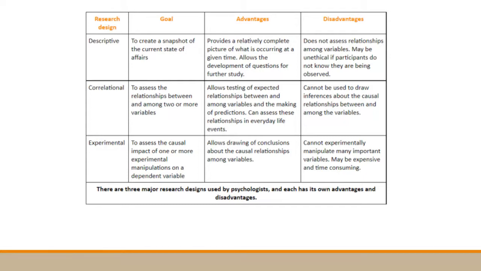So if you wanted to look at relationships between two things, X and Y, then maybe you need to use a correlational design. You can work out what is the relationship between number of hours of sleep and psychology marks. Then you're looking at a correlational design. You're looking at relationships between things. And an experimental design is to assess the causal impact of one or more experimental manipulations on the dependent variable. Okay, so those are the three approaches that are used in quantitative design.